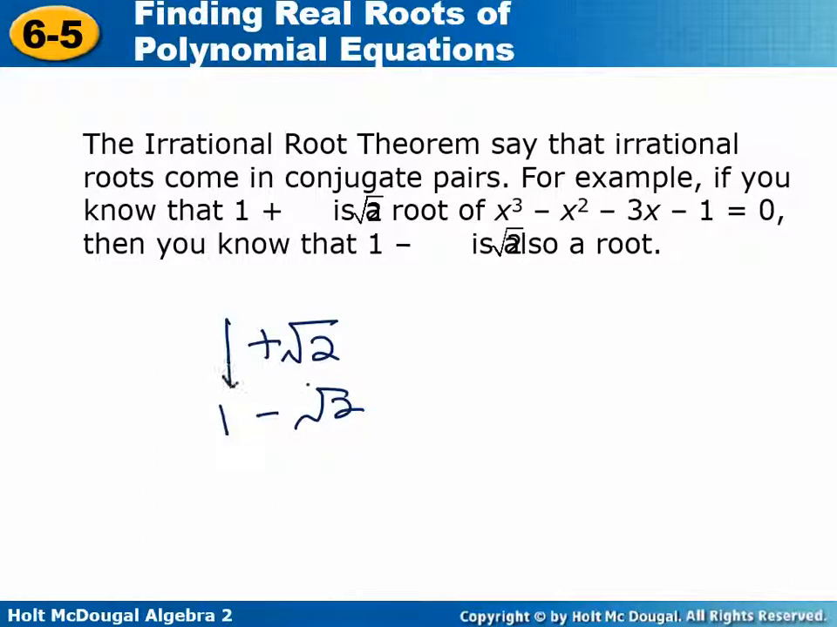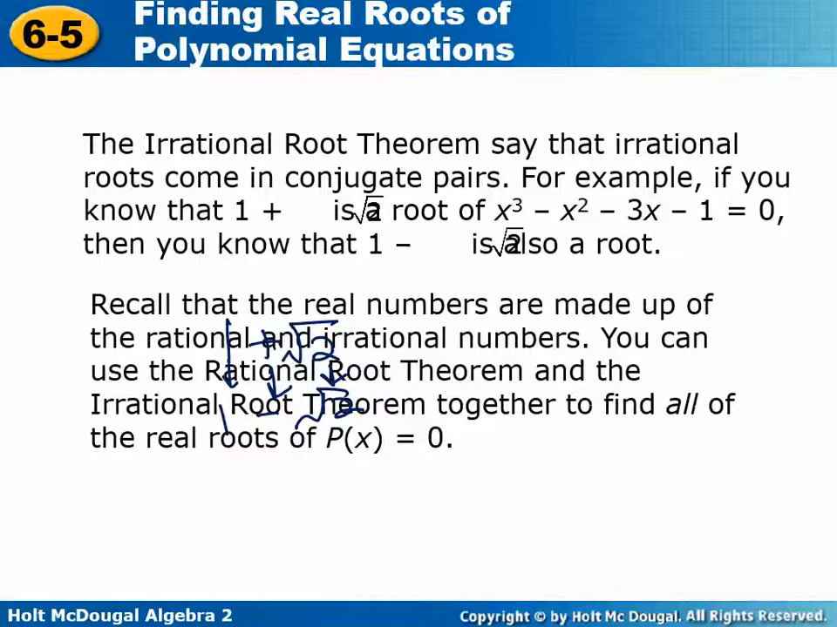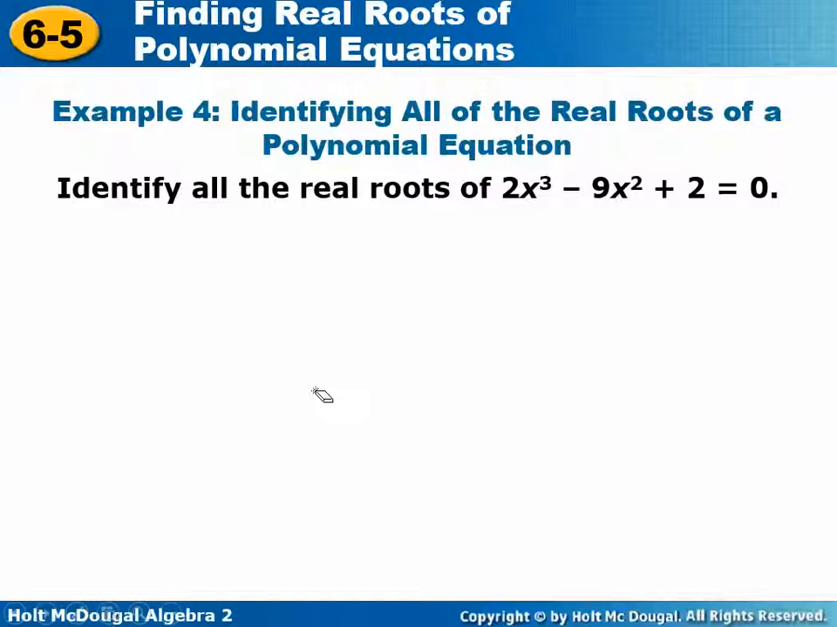The first term stays exactly the same. The root stays exactly the same. All that changes is the sign. If you had a plus, it'll be a minus. If you had a minus, it'll be a plus. They go together. If you have one root, you have the other. And you can use that to help you find all of them.